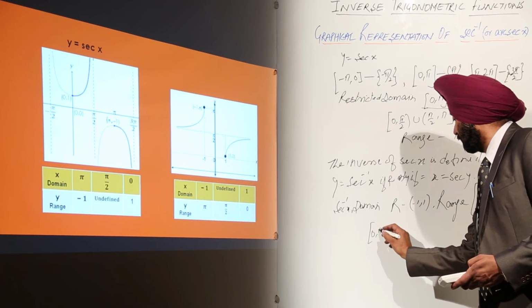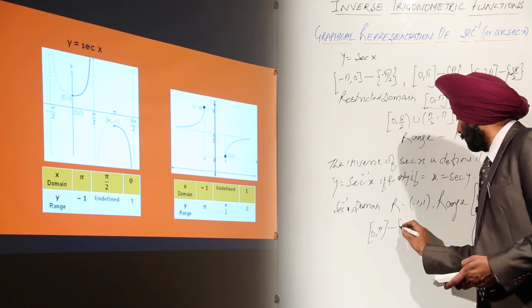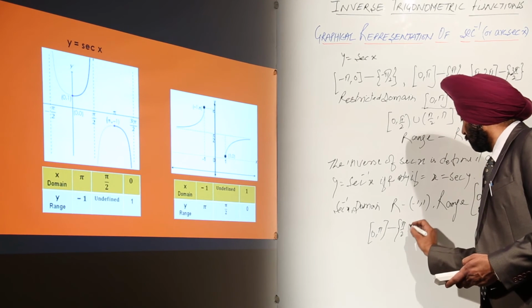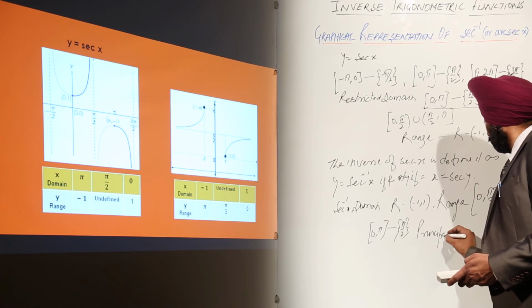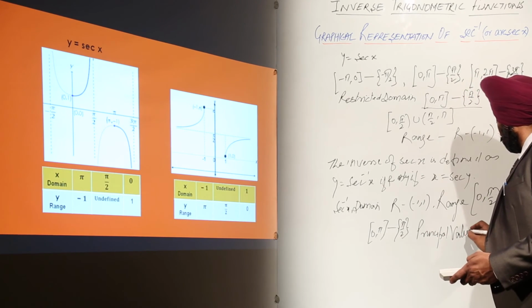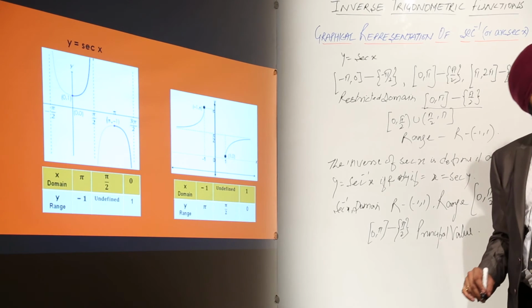Even you can write it like this, where pi by 2 is not included. This is the principal value branch of secant x.